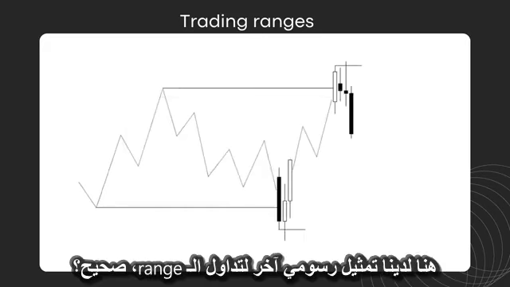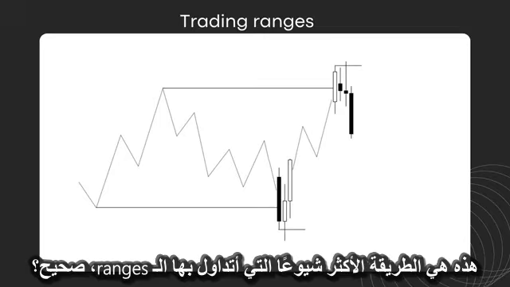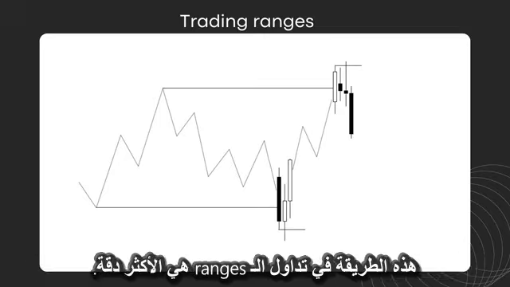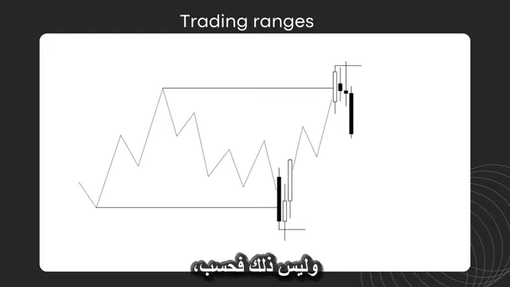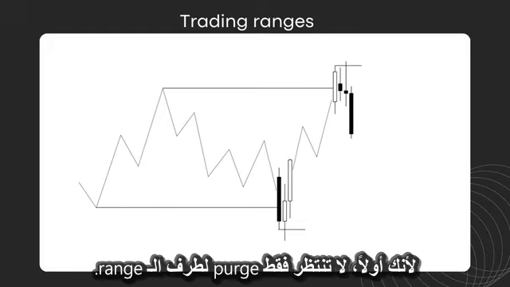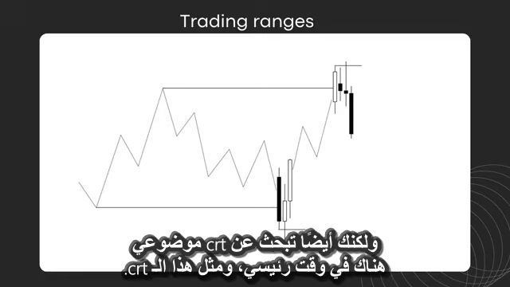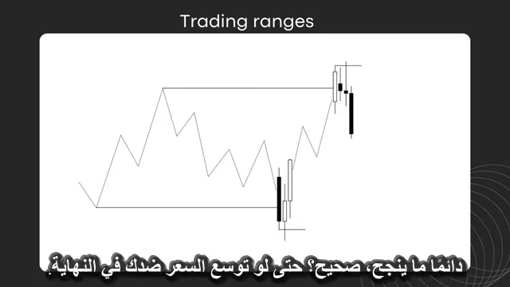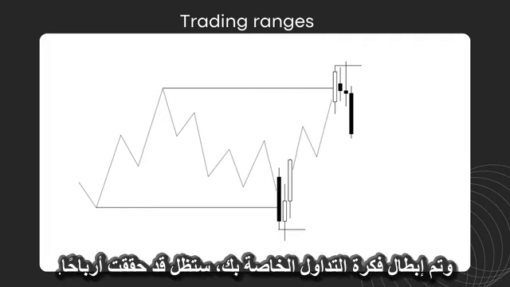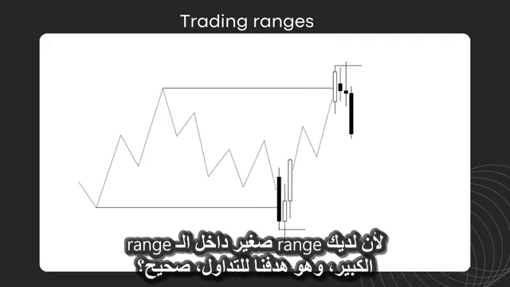Here we've got another graphical representation of trading a range. This is the most common way of how I trade ranges. This method of trading ranges is the most refined and objective one, and not only that, it's the least risky one, because not only are you waiting for the extreme of the range to be purged at a key time, but you're also looking for an objective CRT there at a key time, and such CRTs always work out. Even if price eventually expands on you and your trade idea is invalidated, you still would have made profits and gotten out, because you've got a small range within the big range, which is our objective to trade.